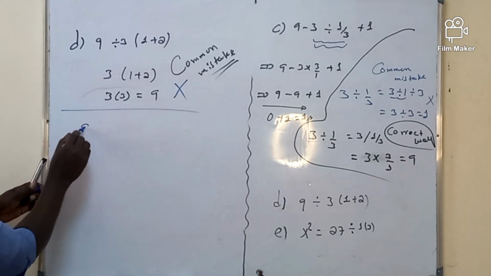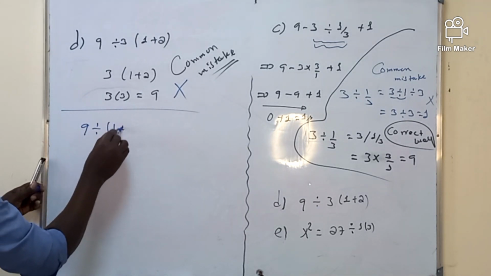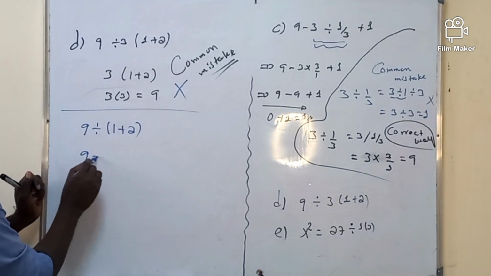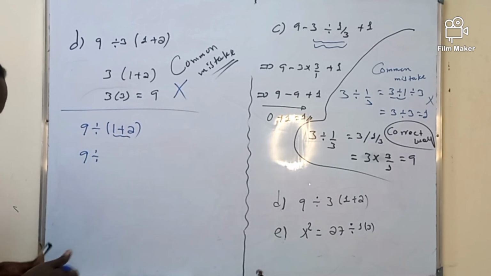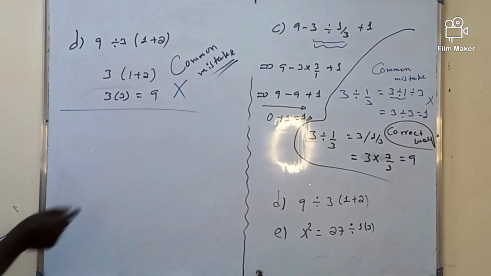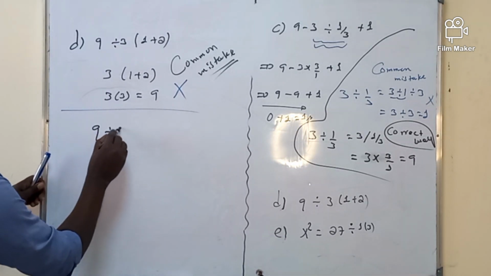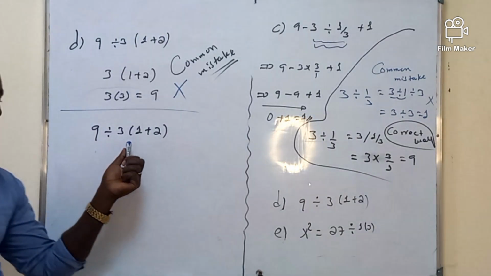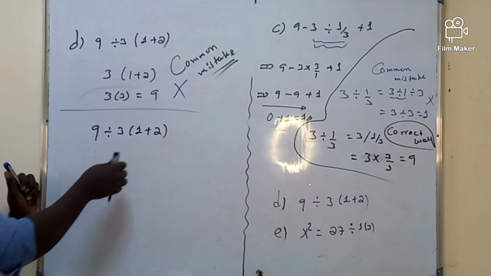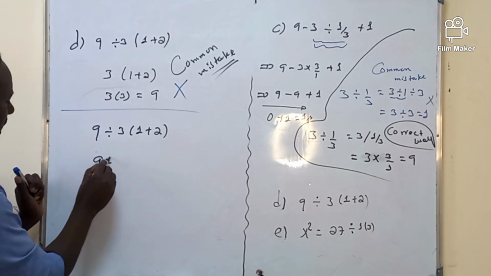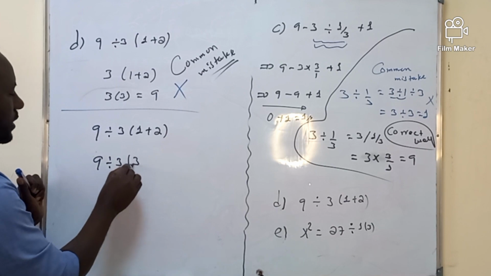Let me show you. 9 divided by 1 plus 2. With the help of BODMAS or PEMDAS, you can do it this way. 9 divided by 3 into 1 plus 2 means first you have to apply the law of BODMAS. BODMAS means first of all you have to do what is in the bracket. So 9 divided by 3 into 3.